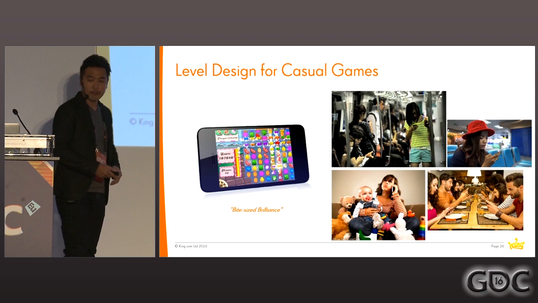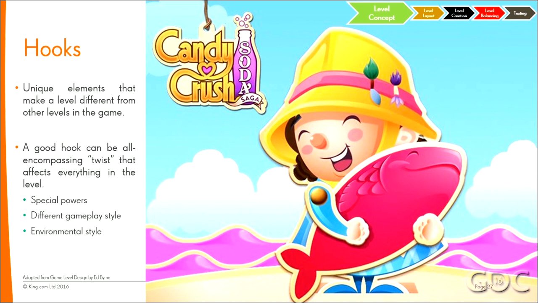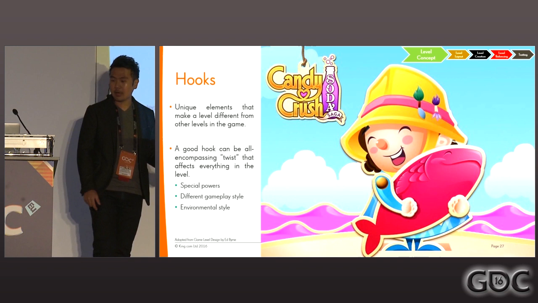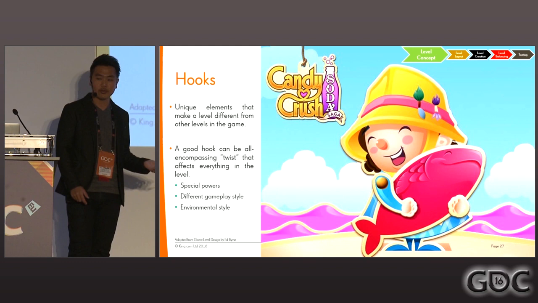A good place to start with what makes an interesting level would be starting with a hook. A hook is defined as a unique element that makes a level different from other levels in the game. And it could be anything. It could be a twist, it could be a special power, it could be a different gameplay style, it could be a different environment, a different art style. Anything that makes the level unique.